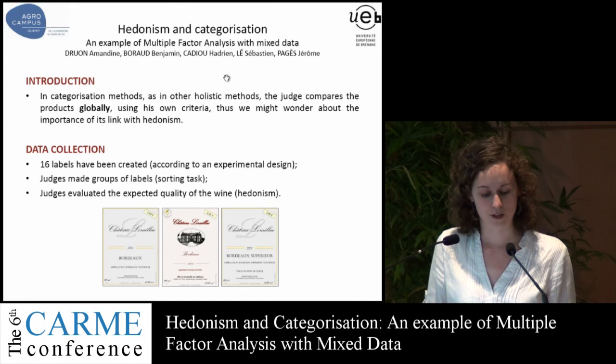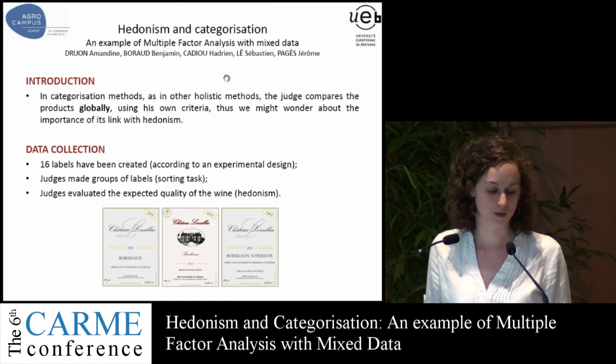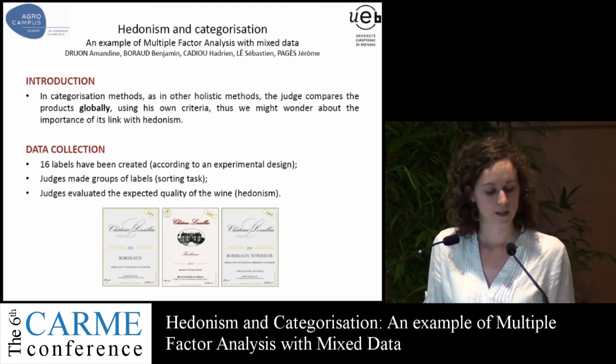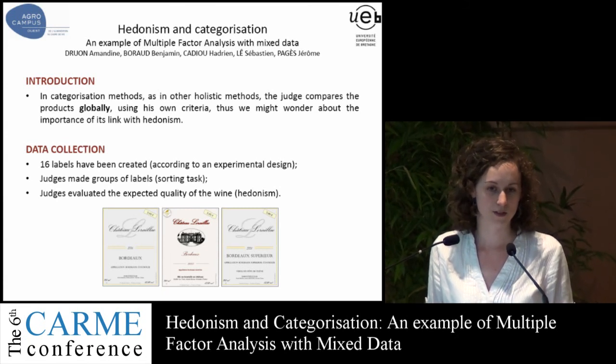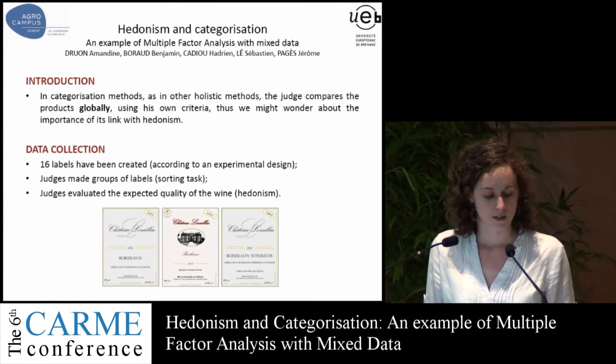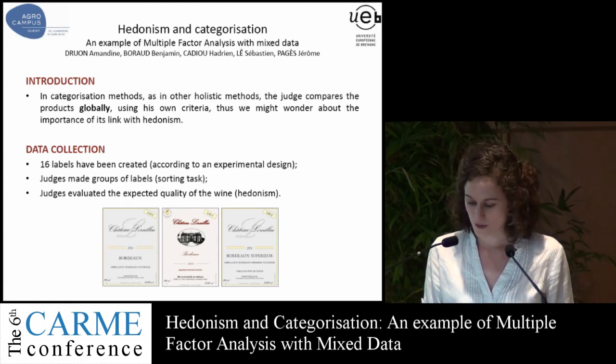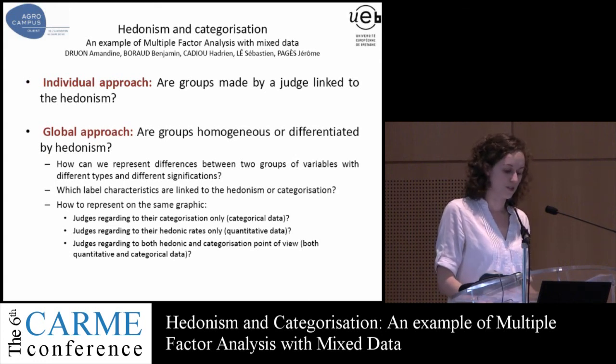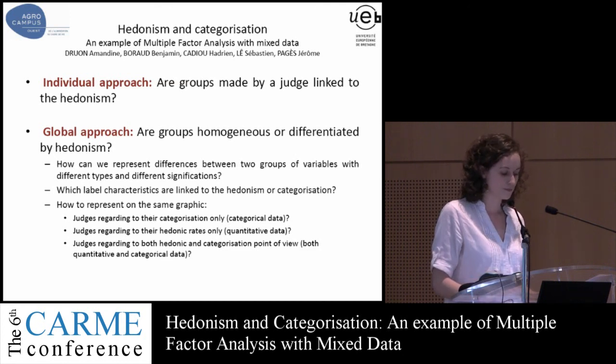For the data collection, we made 16 labels according to an experimental design, and some are presented on the slide. The judges made groups of labels and evaluated the expected quality of the wine, giving a score. We envisage 2 main questions. In an individual approach, are groups made by a judge linked to the hedonism? And in a global approach, are groups homogeneous or differentiated by hedonism, all judges taken together?